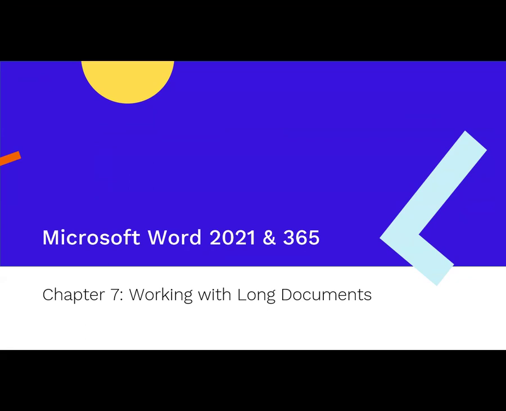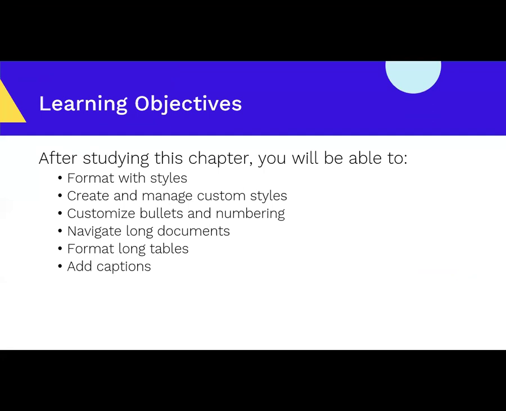Okay, Microsoft Word 2021, Chapter 7, Working with Loan Documents. Learning objectives. After studying this chapter, you'll be able to format with styles, create and manage custom styles, customize bullets and numbering, navigate loan documents, format loan tables, and add captions.